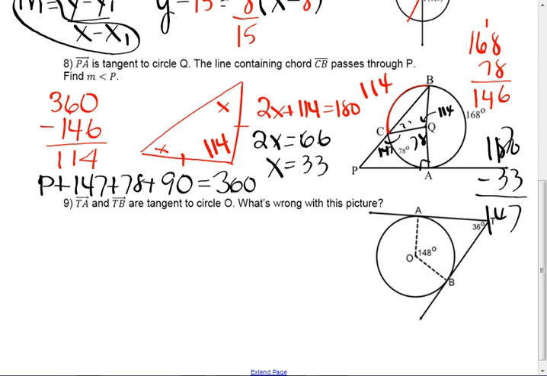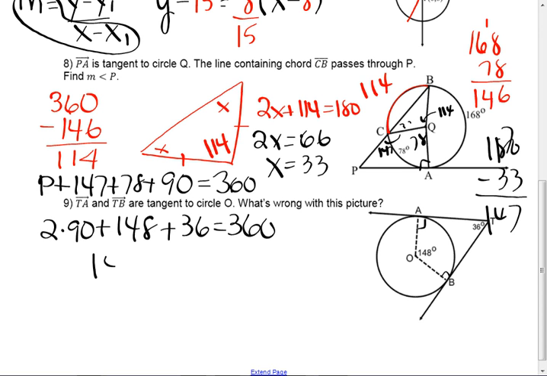What's wrong with number 9? What has to be true about these two angles? Well, all the angles together, I have two 90s plus 148 plus 36 equals 360. If I subtract the 180 out from both sides, 148 plus 36 has to equal 180, and it doesn't. Okay, what about the next ones?